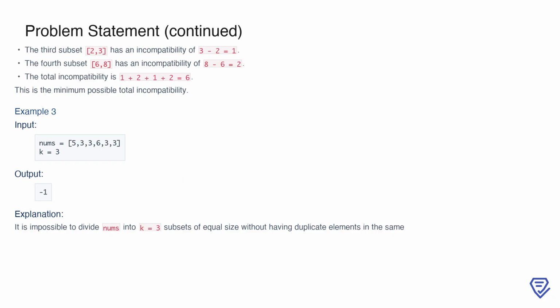Now, consider another example where nums is [5, 3, 3, 6, 3, 3], and k is 3. In this case, it is impossible to divide the array into k equals 3 subsets of equal size without having duplicate elements in the same subset. Therefore, the output is -1, as the division cannot be completed under the given constraints.